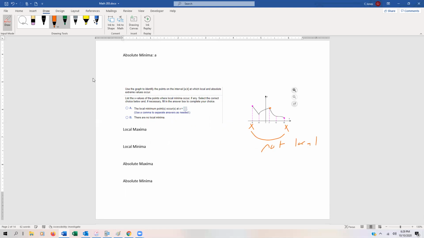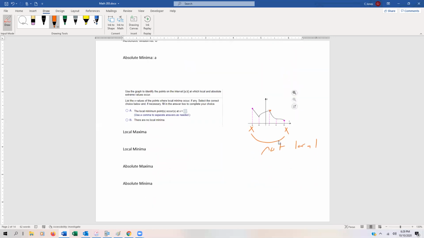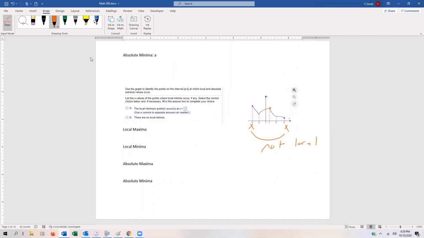Okay, just like up here, neither A nor B are locals as well. Okay, so endpoints are never local minima nor maxima. Right? So in this case, the only local maxima in this problem is going to be R. It's the highest possible point.